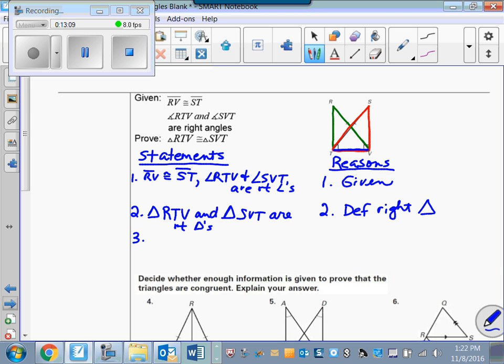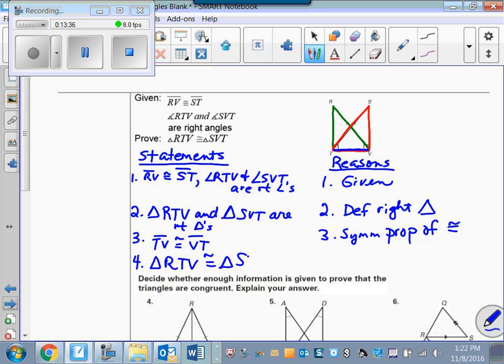Okay, and now all I need to say is that TV is congruent to VT by the symmetric property of congruence. Right? And now I have it. I have a leg, I have the hypotenuse, so I can go ahead and say that triangle RTV is congruent to triangle SVT by the HL theorem. All right, simple enough.